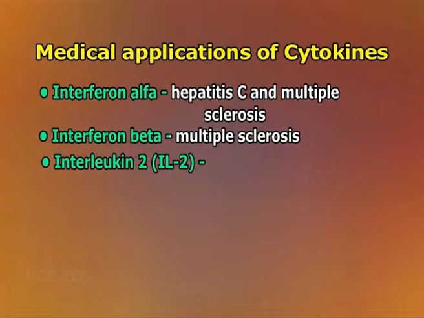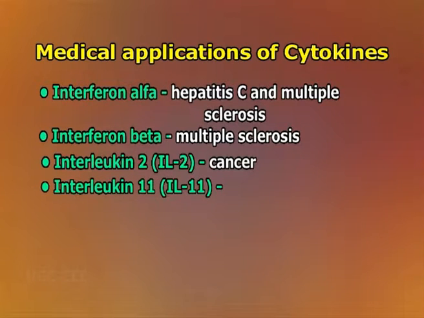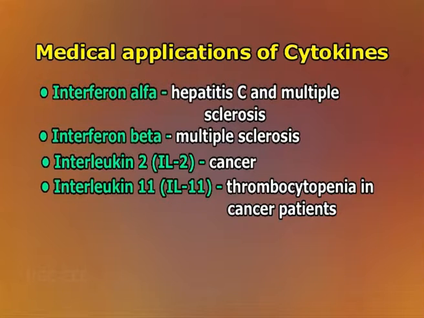Interleukin 2, abbreviated as IL-2, used to treat cancer. Interleukin 11, abbreviated as IL-11, used to treat thrombocytopenia in cancer patients. Summary.